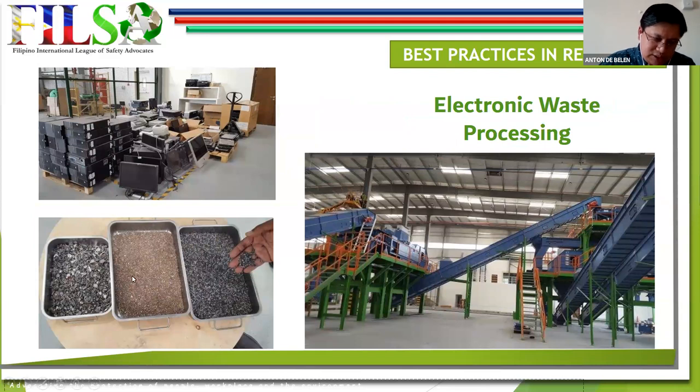If you can see in the slide, these are some of the e-waste. They will be retrieving the materials. This includes copper and gold. Usually the e-waste contains materials like gold, silver, and copper. These are the final products from the processing of the e-waste.